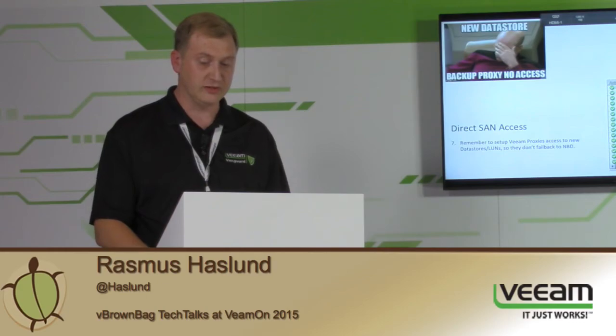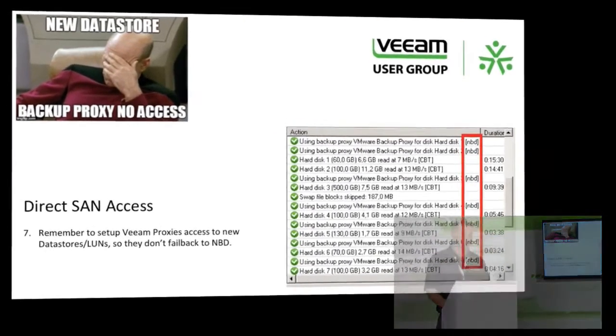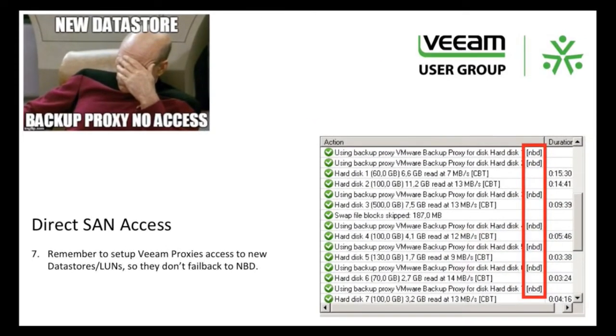As you can see in this screenshot, he thought everything was using direct SAN because it had been in the past, but suddenly now everything was becoming really slow, and it was because it was using NBD, network mode, for actually retrieving those backups.